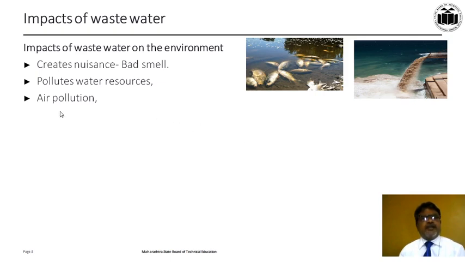Wastewater is responsible for air pollution due to anaerobic digestion of the organic matter present in wastewater. Methane gas and carbon dioxide are generated and released into the atmosphere, and therefore it is responsible for air pollution. Land and soil pollution: when wastewater is stagnant on the land, the land becomes polluted.